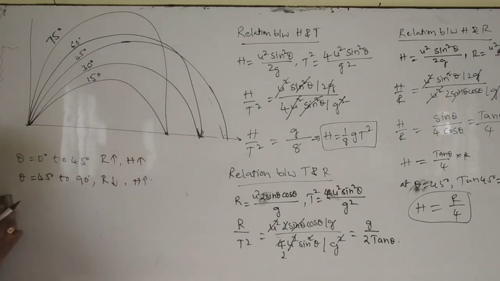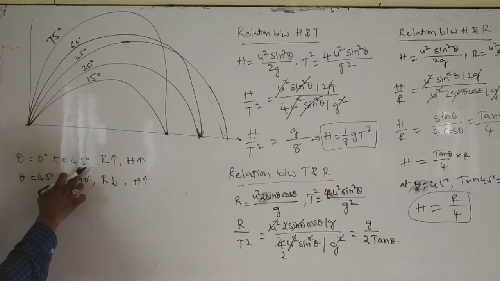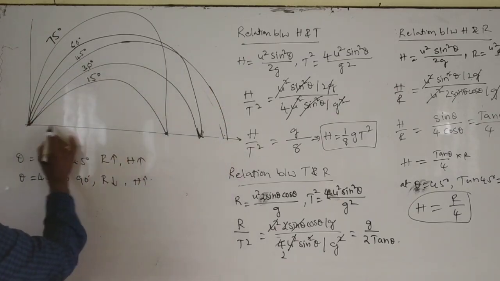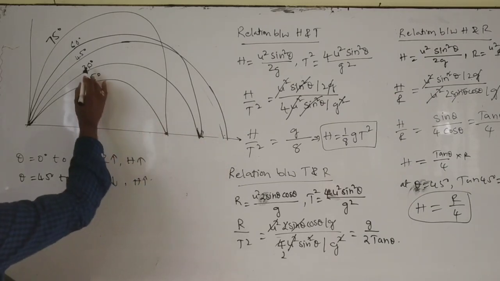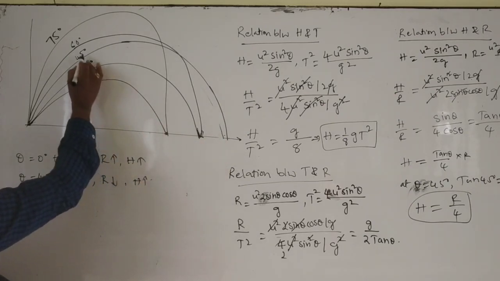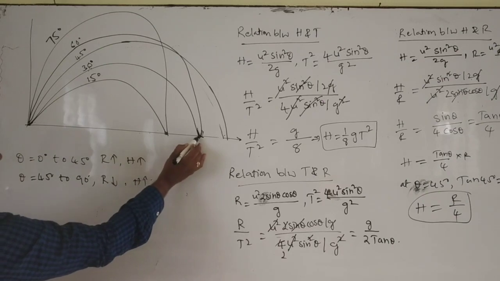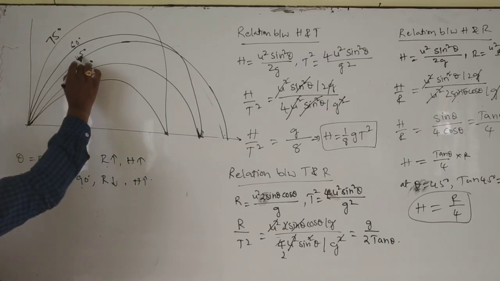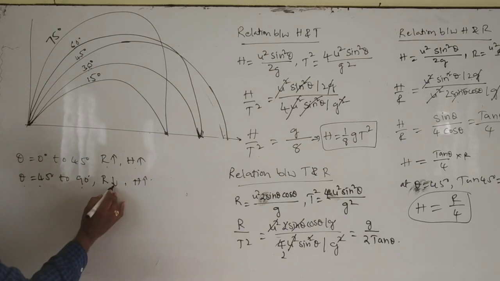And here is a very important point. For theta equal to 0 to 45 degrees, the range increases continuously. This is 15, 30, 45. So the range increases, and the maximum height also increases. For theta equal to 45 to 90, the range decreases and the maximum height increases.